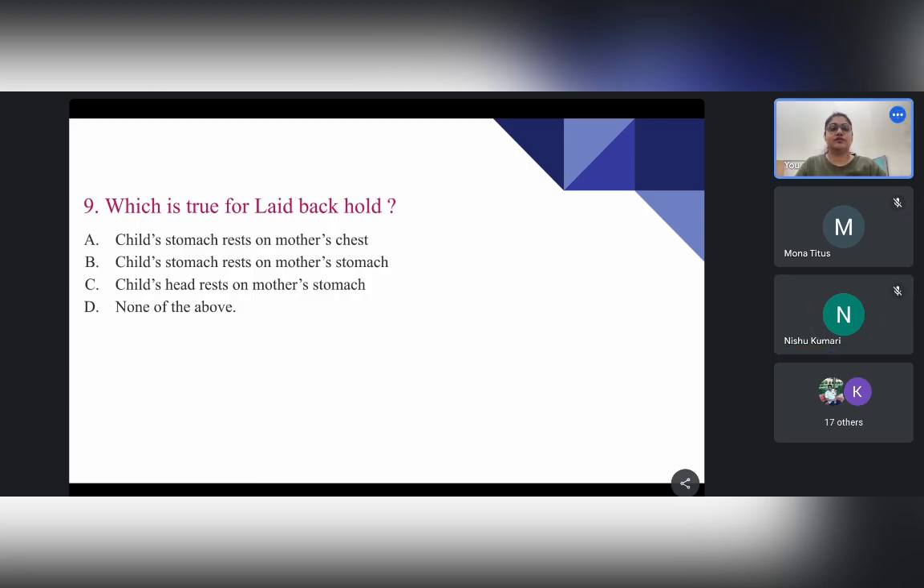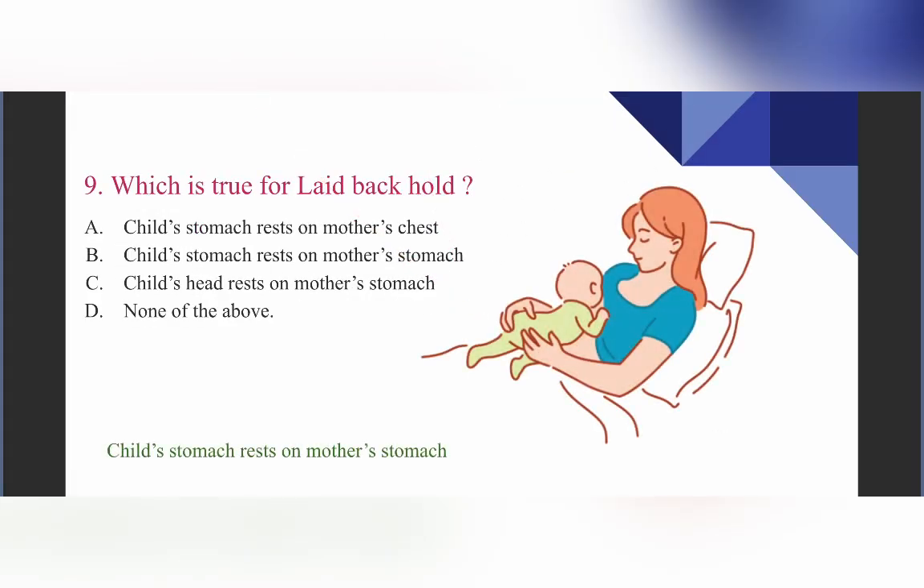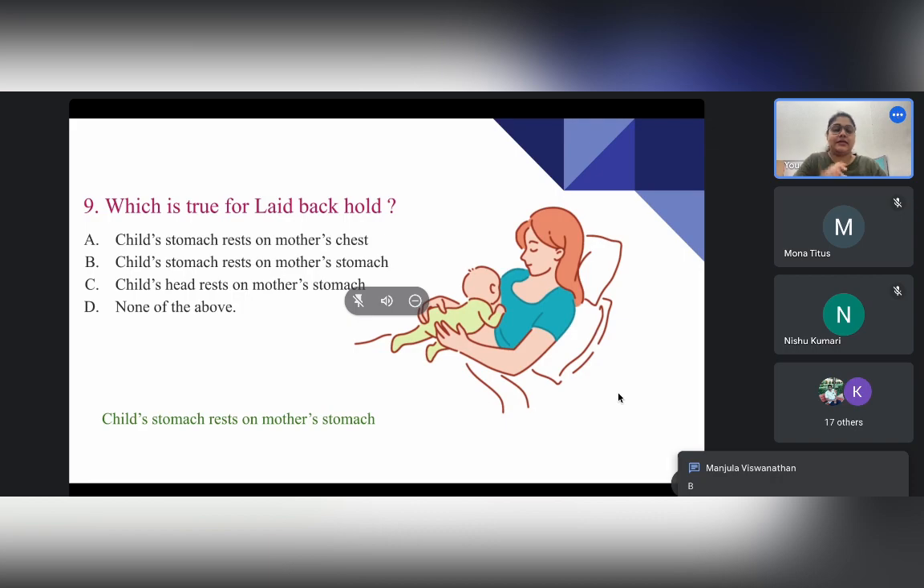Okay. So for the laid back hold, as most of you have very correctly said, it is option B. In the laid back hold, the child is put in such a position where the child's stomach rests on the mother's stomach, right? So the answer to this question is option B.